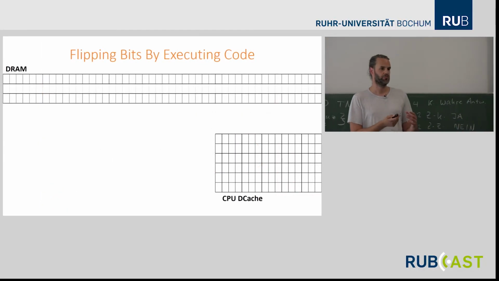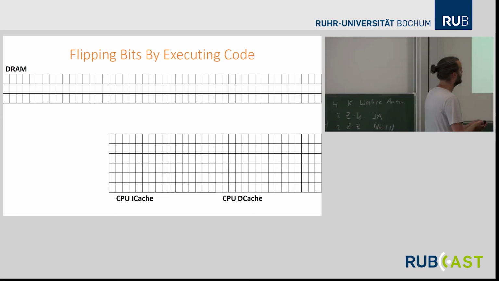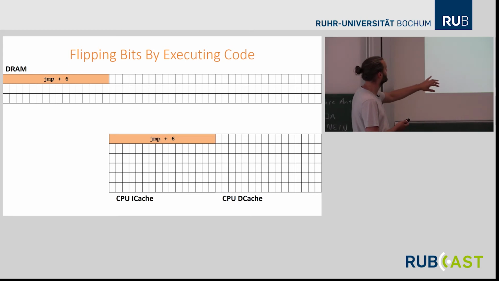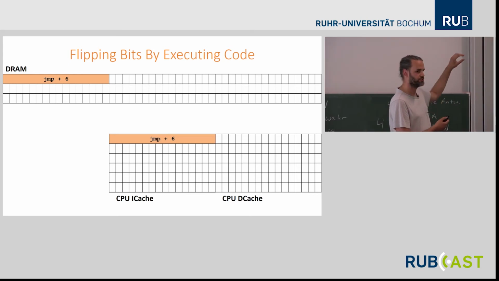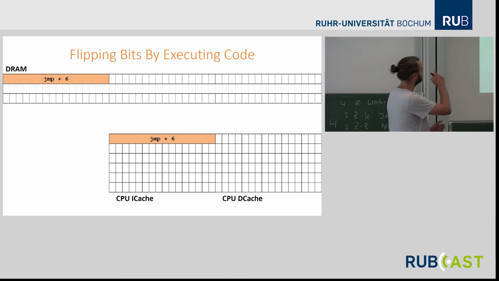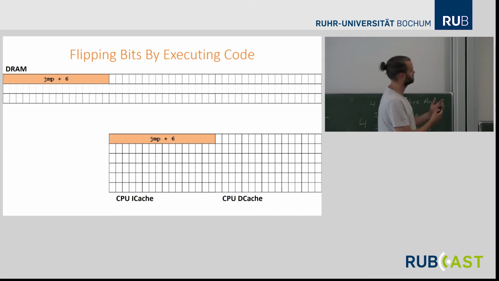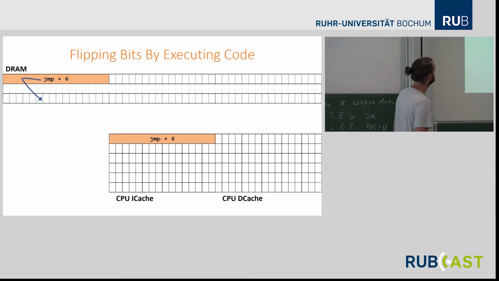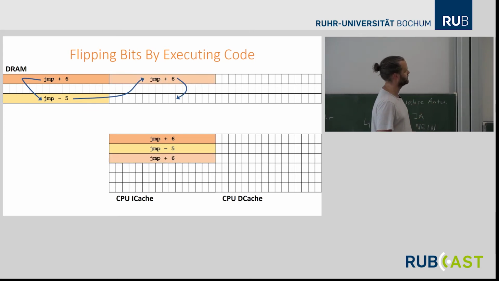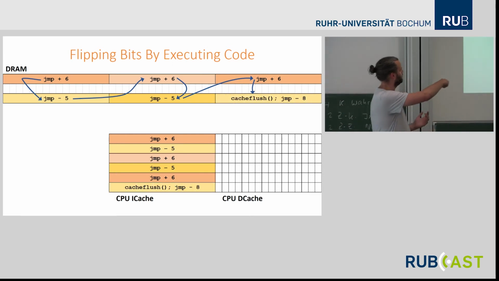So now what we did was flipping bits by executing code, because icache stands for instruction cache and dcache stands for data cache. So we have two caches in the CPU, the dcache on the right and the instruction cache on the left. And now we're going to write instructions into the aggressor rows to trigger bit flips in a row between. So the first instruction in the first row will be jump ahead 6 items. It basically will jump to the next row. There will be an instruction to jump back 5. And then we will jump forward again and jump back. And at the end, we will do a cache flush, and then we will jump back all the way to the beginning.